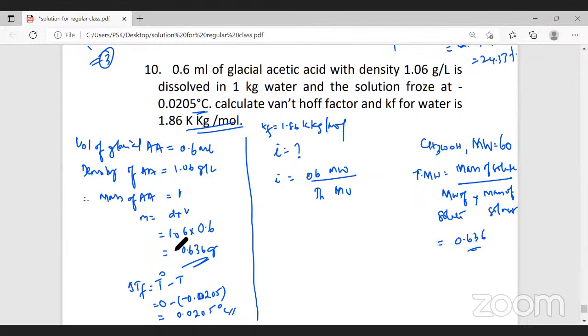So the theoretical molecular mass will be 0.636, which we found as the mass of acetic acid solute, divided by the molecular weight of solute. What's the molecular weight of solute? We just found it to be 60. And what is the mass of solvent? It is 1 kg water. Mass of solvent is to be in kgs. On simplification, we get the value 0.01059. This is the theoretical molecular mass.